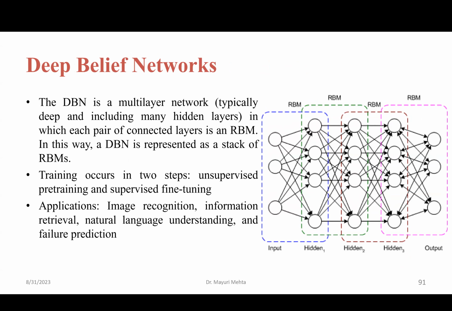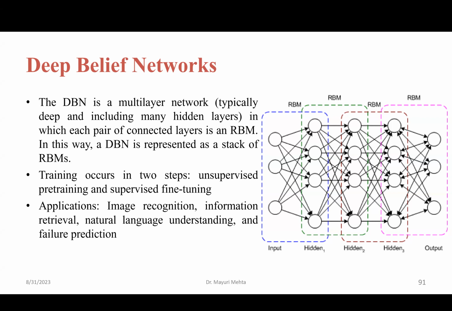Deep belief network is a typical network architecture, but includes a novel training algorithm. A deep belief network is a multi-layer network, typically deep and including many hidden layers, in which each pair of connected layers is an RBM. Please look at this figure. In a DBN, each pair of connected layers is an RBM, that is, a restricted Boltzmann machine.